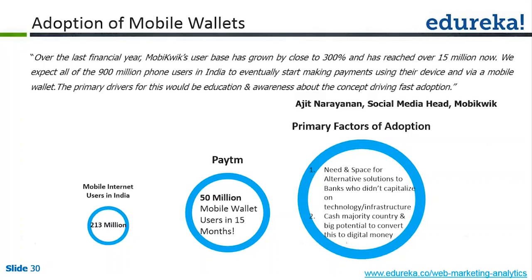Ajit also talks about a couple of factors as to why we've seen an upward trend in adoption of mobiles. So there is a need and space for solutions to bank, right? If you read the news in the near past, India is the first and only country to have the concept of a payment bank, right? We've got about 11 different payment banks coming up soon. For those of you who don't know what a payment bank is, I'm happy to talk about that in the question and answer session. The second factor is the fact that we, as a country, are still a cash majority country, and there is a big potential to convert this to digital money through mobile.